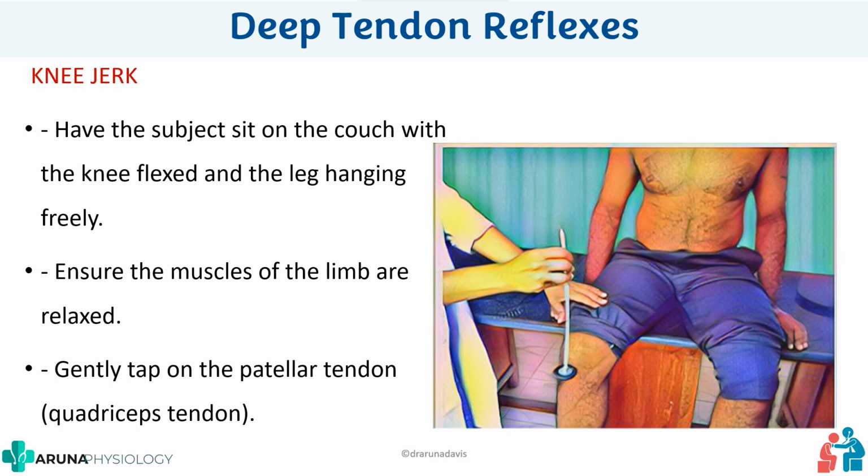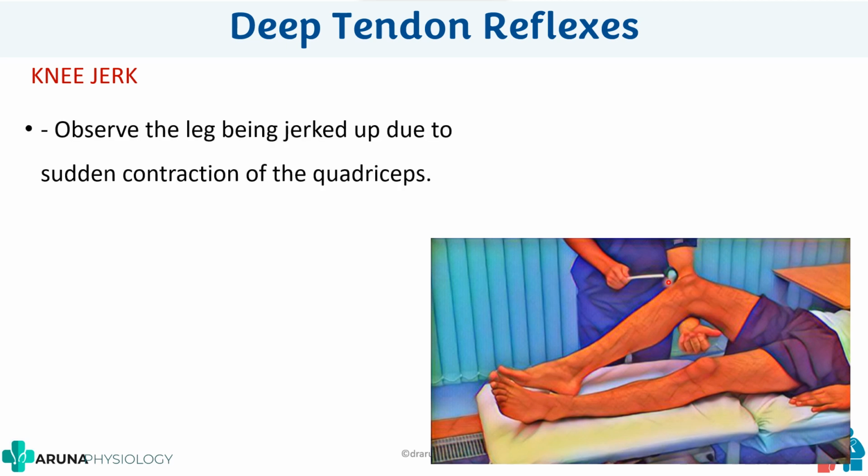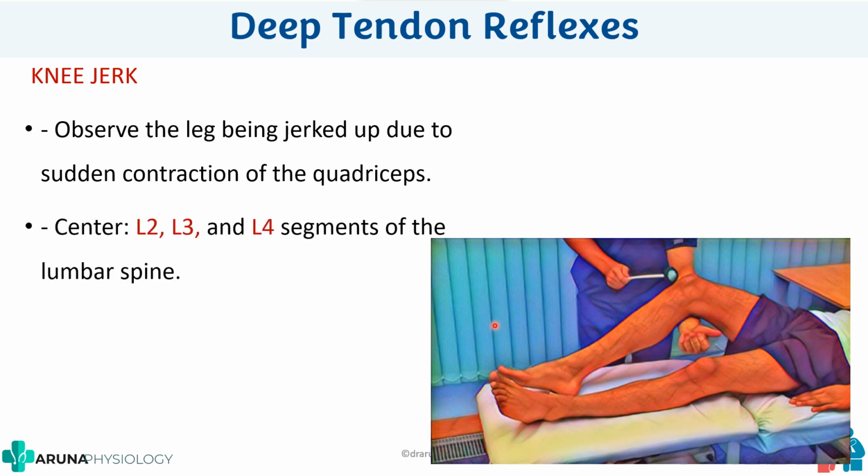Now if the person is in a lying down position, you have to lift up the knee like this, then palpate for the patella and the quadriceps tendon, and then strike just below the patella. And what are we going to observe? We are going to see that the leg is jerked up due to the sudden contraction of the quadriceps. So the quadriceps muscle will be contracted, which will cause jerking up of the lower limb. And what is the root value? It is L2, L3, L4. L2, L3, L4 is the root value for knee jerk.